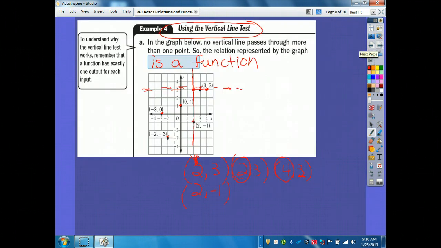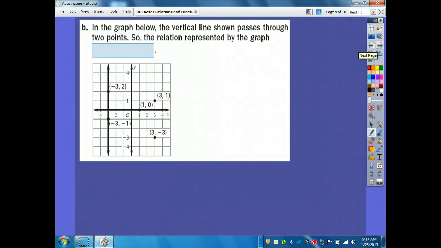All right, we just talked about example 4, the vertical line test. In the graph below, the vertical lines shown pass through 2 points. Which 2 points? Are yours marked on your graph for you like this? Yeah. They are? Okay. So by the graph, it is not a function.